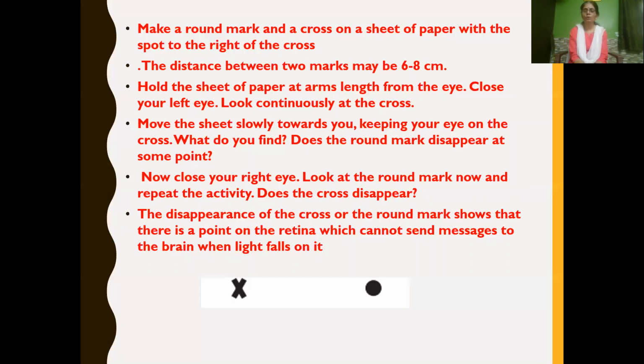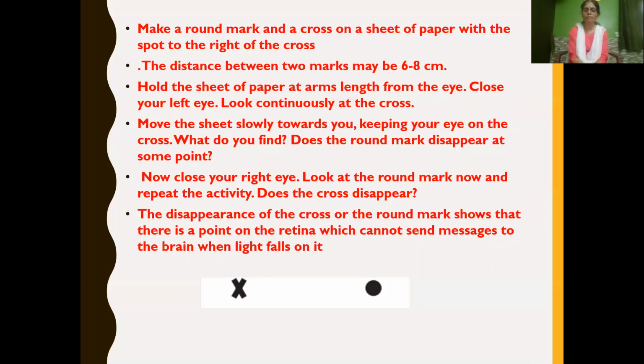Now close your left eye, and what you have to do is look continuously at the cross. Now move the sheet slowly towards you, keeping your eye on the cross. By seeing the cross, just move the sheet towards your eye. And now what do we find? You can see that the round mark disappears at some point.